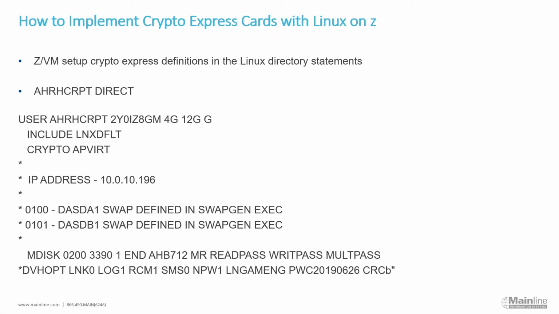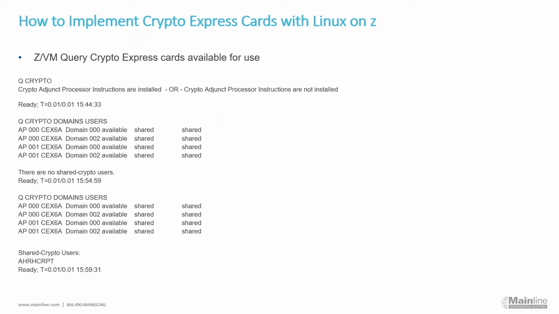And again, you can put it in the individual directory entry, or you can put it in like this Linux default profile if you had this in all of your Linux guests. And from a viewing the resources, it's really simple. You can do a QCRYPTO. That'll show if you have the crypto cards available to the VM, it'll show as installed or not installed.